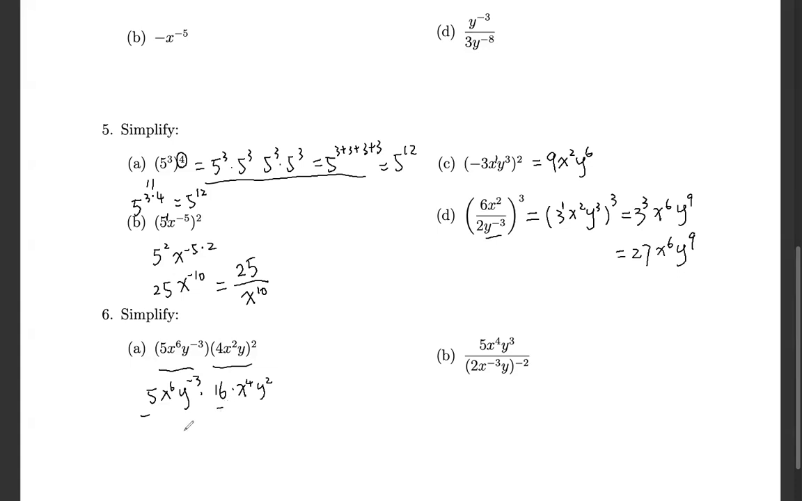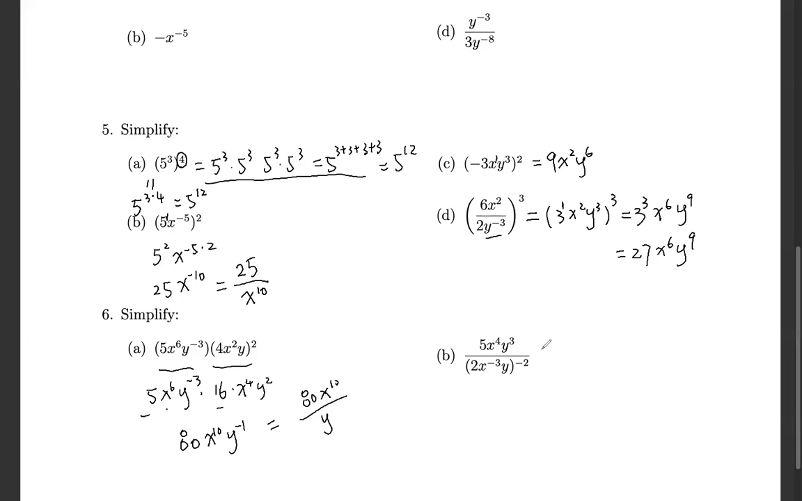5 times 16, 80, right? Because 5 times 6, 30. 5 times 10, 50. 50 plus 30, 80. 80, then x raised by 6 times x raised by 4, 6 plus 4, 10. Then y raised by -3 plus 2, that's y raised by -1. And we need to write 80 x raised by 10 divided by y. Y raised by 1, just y.